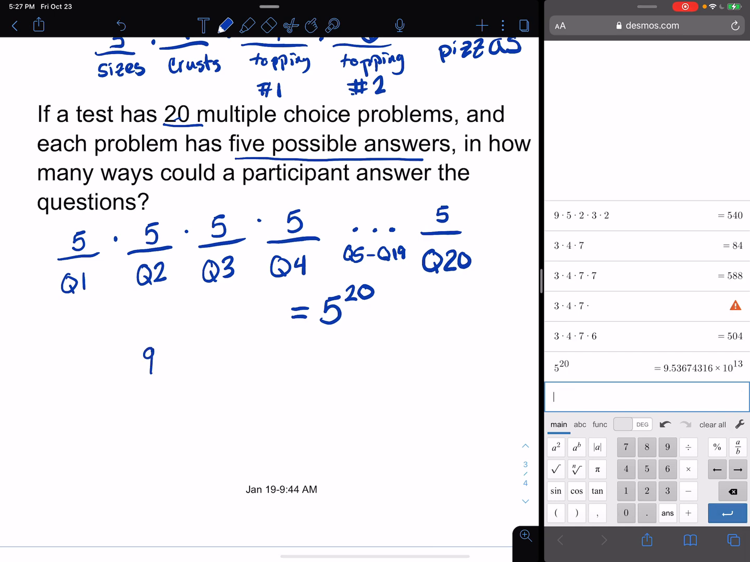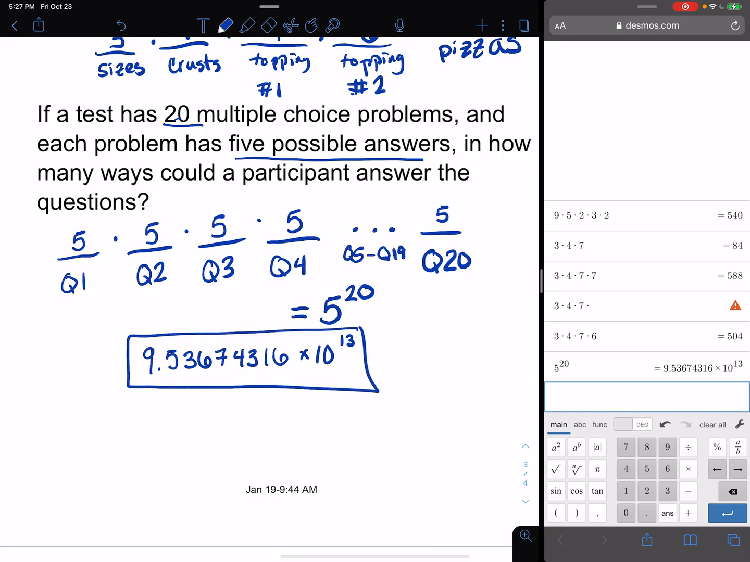So when I do that, that gives me this answer, 9.53674316 times 10 to the 13th. So that's our answer in scientific notation. If you want to get an idea of what that number is, that times 10 to the 13th is telling you to bump that decimal point to the right 13 spaces. So if I do that, I need to go 1, 2, 3, 4, 5, 6, 7, 8, 9, 10, 11, 12, 13. And then I'm going to fill in those blank spaces with zeros.